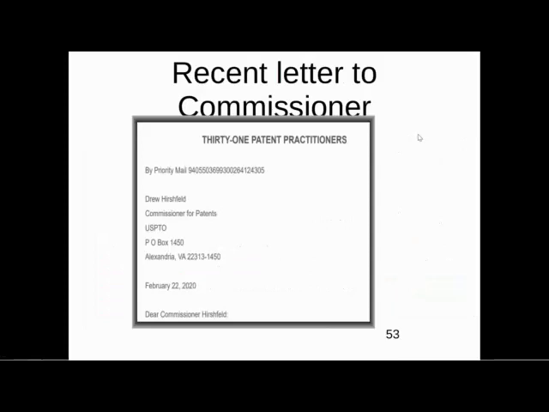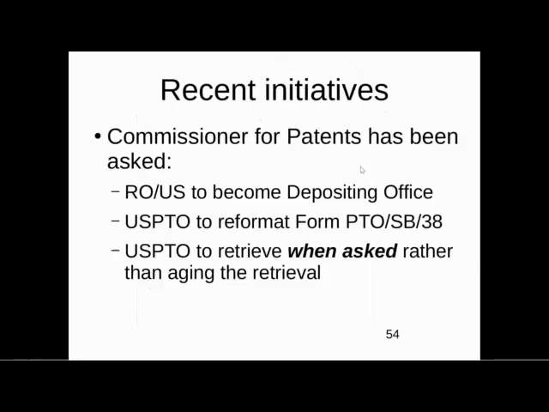Now, I mentioned earlier, wouldn't it be nice if somebody somewhere would ask the Commissioner for Patents to do something better about DAS? And in fact, a letter got sent on February 22nd of 2020 to Commissioner Hirschfeld, the Commissioner for Patents. 31 patent practitioners sent a letter to Commissioner Hirschfeld, and the letter asked Commissioner Hirschfeld to please make it so that the ROUS would become a depositing office for purposes of DAS.